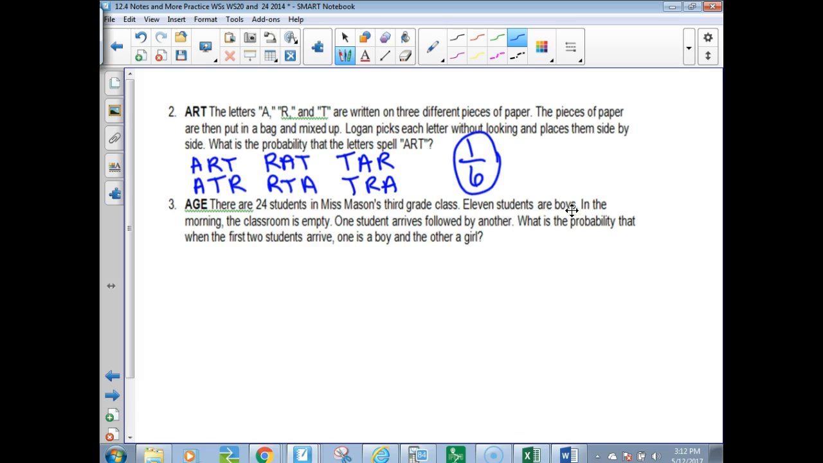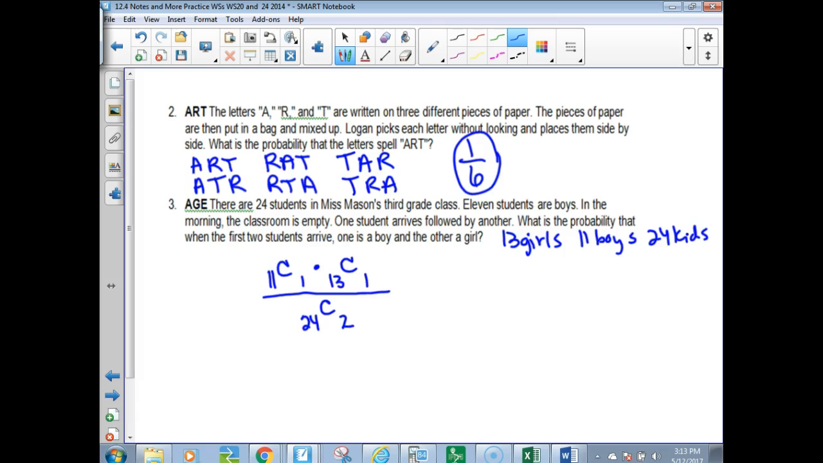All right, there are 11 students that are boys. There are 24 kids. So how many girls are there? Okay, 13 girls, 11 boys. That's what we know. 24 kids. Okay, probability that the first one arrives as a boy would be 11 C 1. Probability the second one's a girl would be 13 C, how many are you taking? 1, which is 11 times 13 actually, divided by how many kids? 24 combinations of 2 kids.